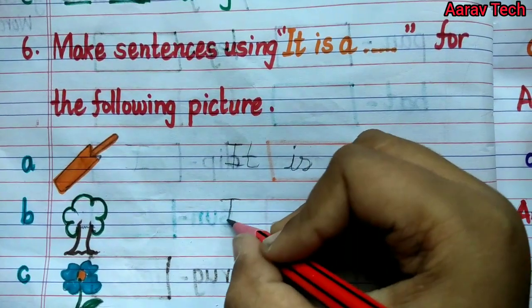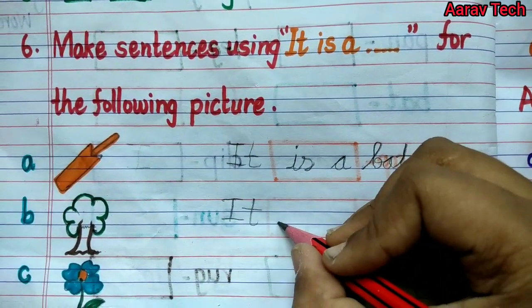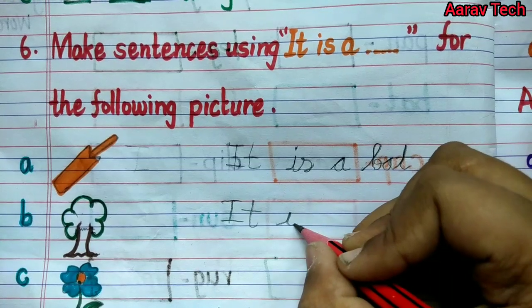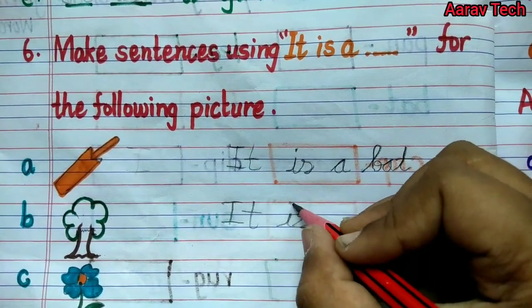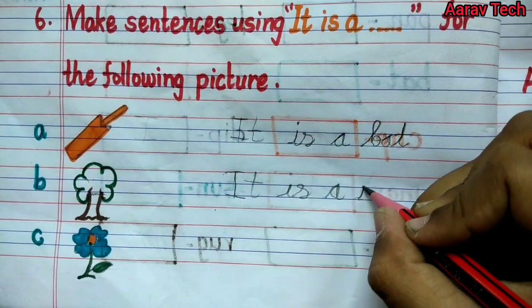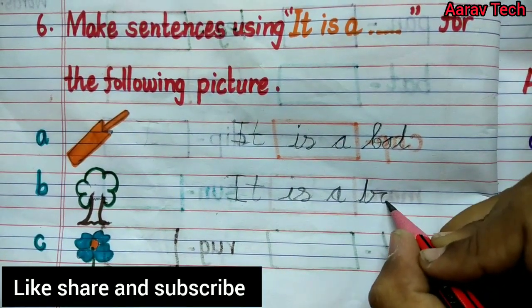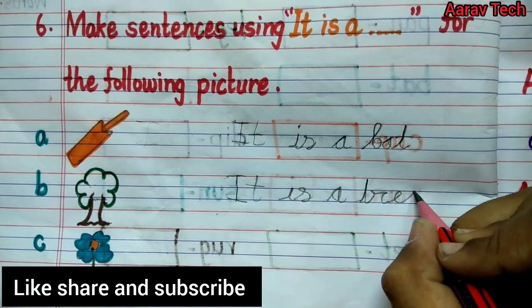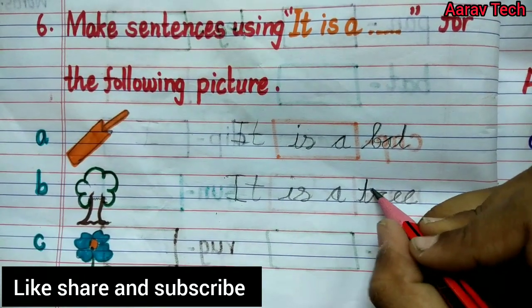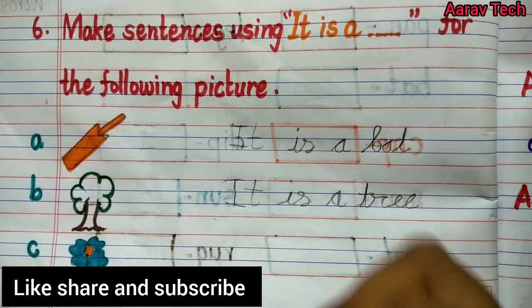I, T. Yes. It's a T, R, E, E, tree. It is a tree.